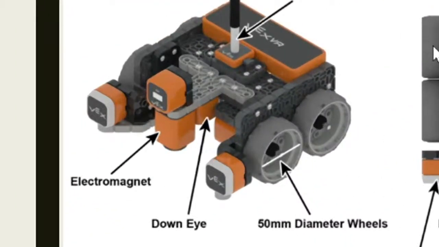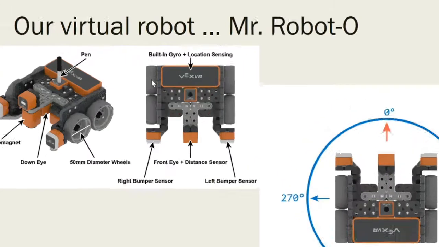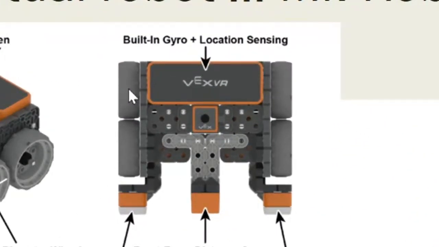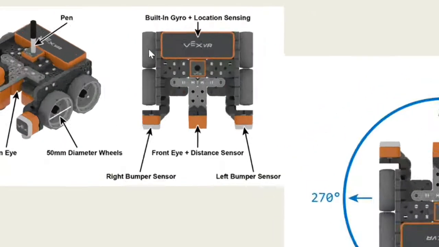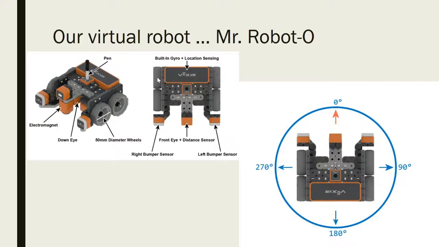Our virtual robot has several sensors already included. It has a down eye, which senses color values. It has a gyroscope on top, which senses degrees. It has a distance sensor in the front, which acts similar to echolocation. And it has two bumper sensors, one on the right, one on the left. These sensors act like a loud bang noise near it.